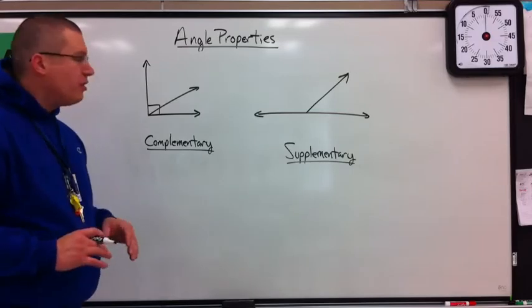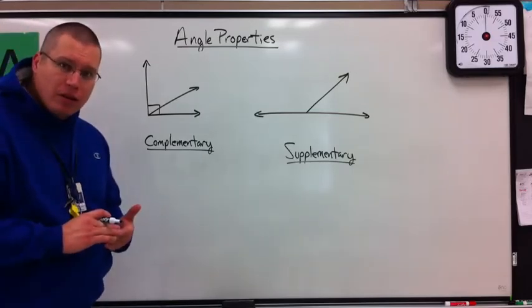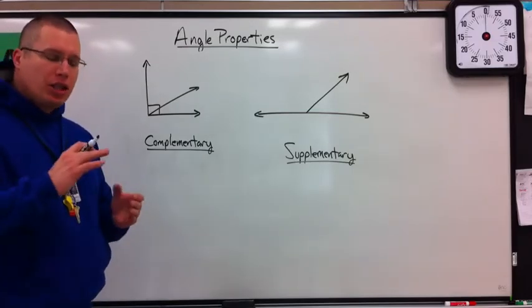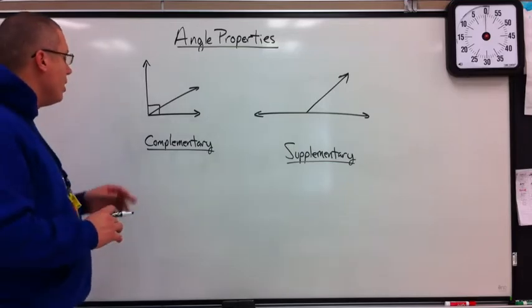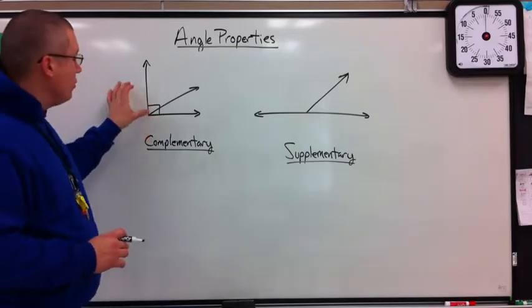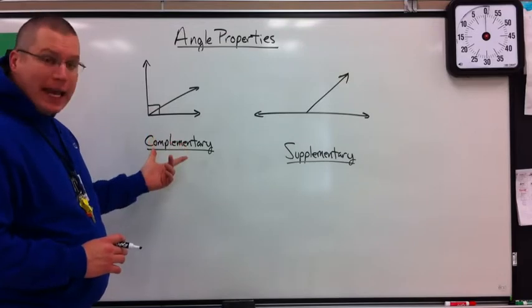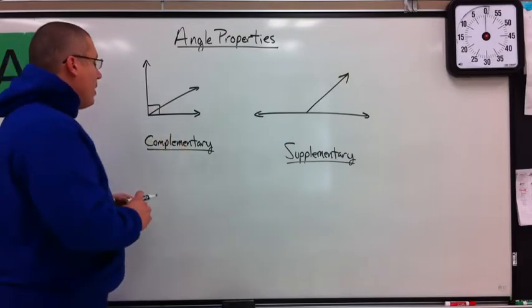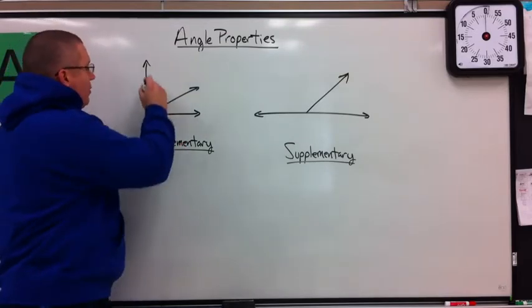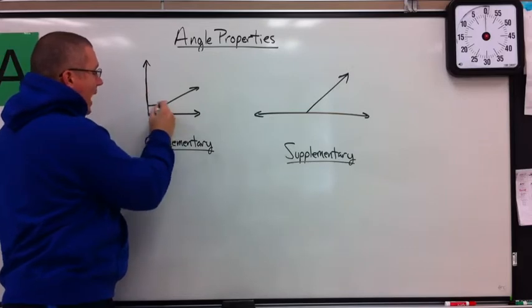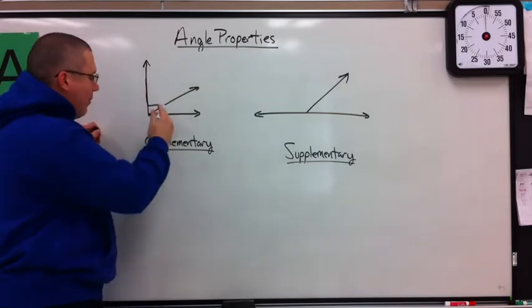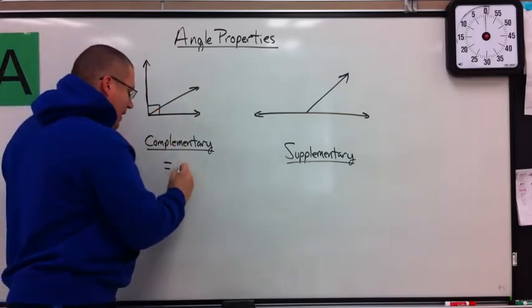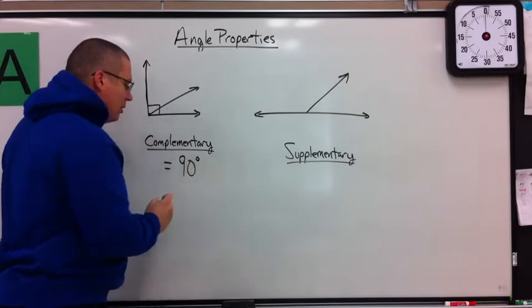The next piece of this is we're going to look at pairs of angles. Two angles that go together to form a definition. The first two angles are two angles that fit together to make 90 degrees. These are called complementary. If you take a look at what these two angles form together, they make a right angle, indicated by the box. So complementary is equal to 90 degrees.